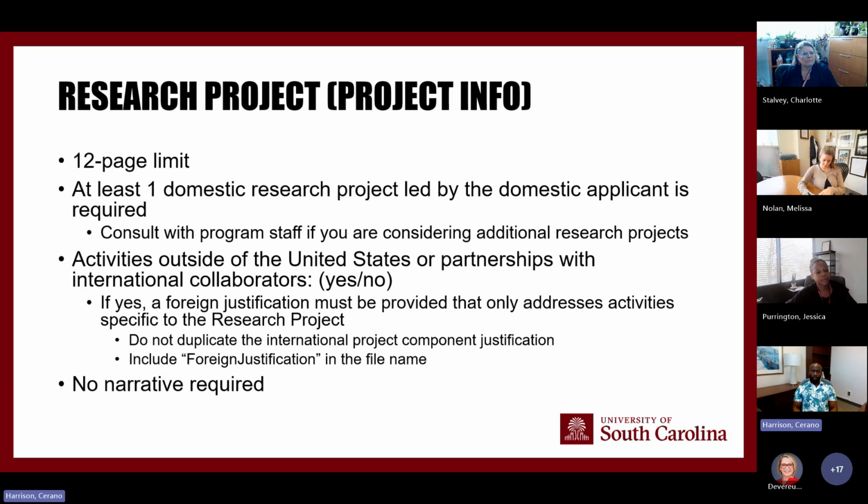If you select yes, a foreign justification has to be provided that only addresses the activity specific to the research project. So you shouldn't duplicate the international project component justification. And you also have to include a foreign justification in the file name. But you'll see all of this in the application guide. And for this section, no narrative is required. You will still be prompted to enter one through ASSIST. However, the narrative only applies to the overall component.